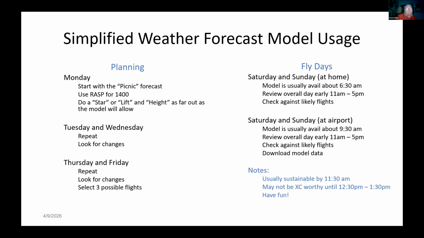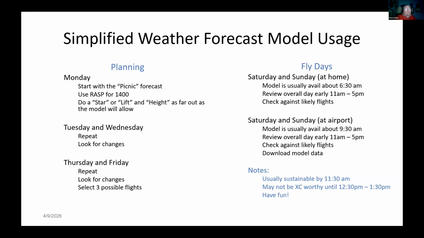So whether it's SkySight or RASP, I'll look at the potential flight distance, and I'll look at the strength and the height of the lift as far out as the model will allow. Tuesday and Wednesday, I do the same thing, but what I'm looking for is not so much the absolute value, I'm now looking for how it has changed from what I saw yesterday.